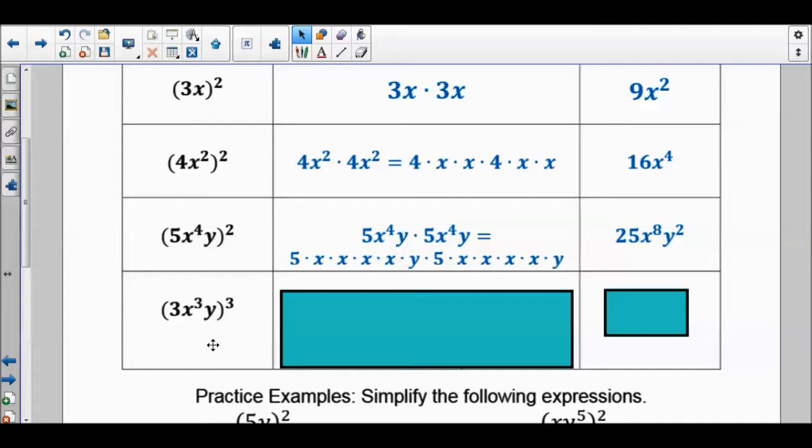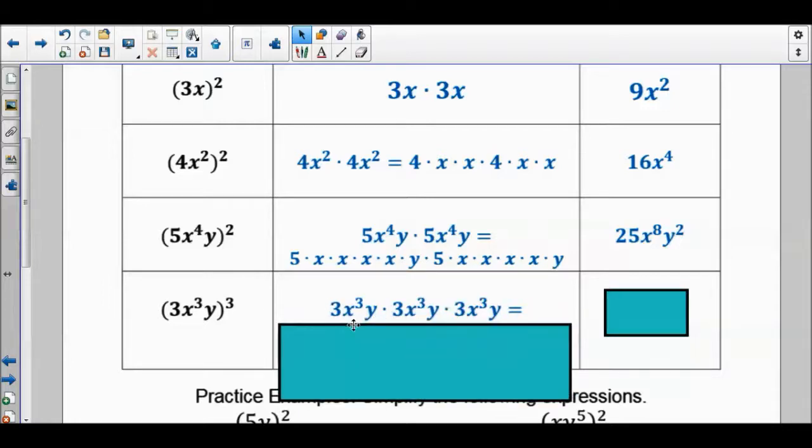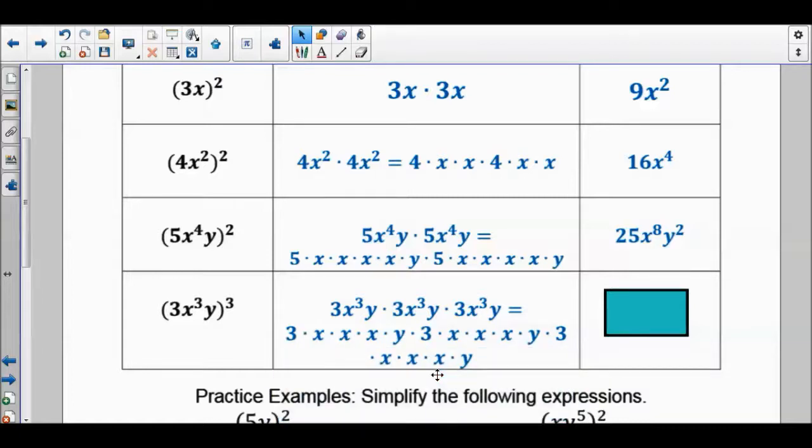Our last example in this box, we have 3x to the 3rd y, and then the whole thing in parentheses being raised to the 3rd power. So then if we write this out, we have 3x to the 3rd y times 3x to the 3rd y times 3x to the 3rd y, right? You're multiplying that 3 times. So then we can also write it out with every single term. It's kind of long, but we have 3 times x times x times x times y, times 3 times x times x times x times y, times 3 times x times x times x times y, right? We wrote down every variable and all the numbers. So then we can multiply our whole numbers. So 3 times 3 times 3 would be 27. And then we have 9 x's total, and then we have 3 y's.